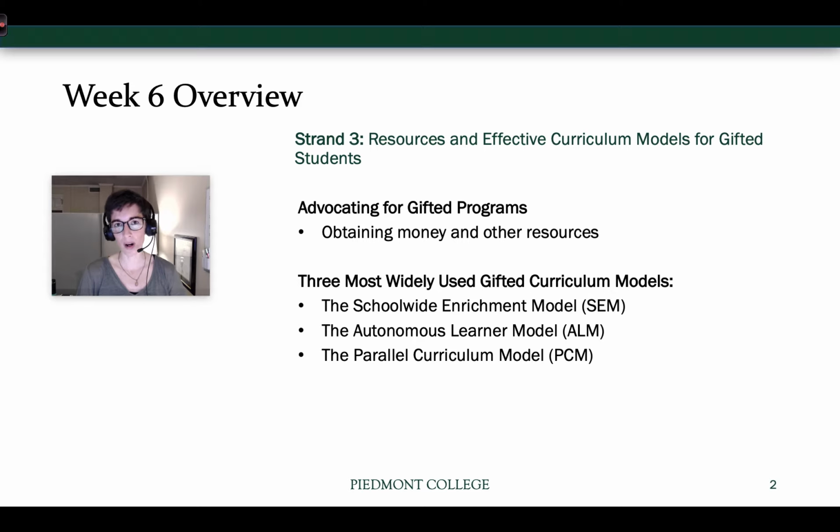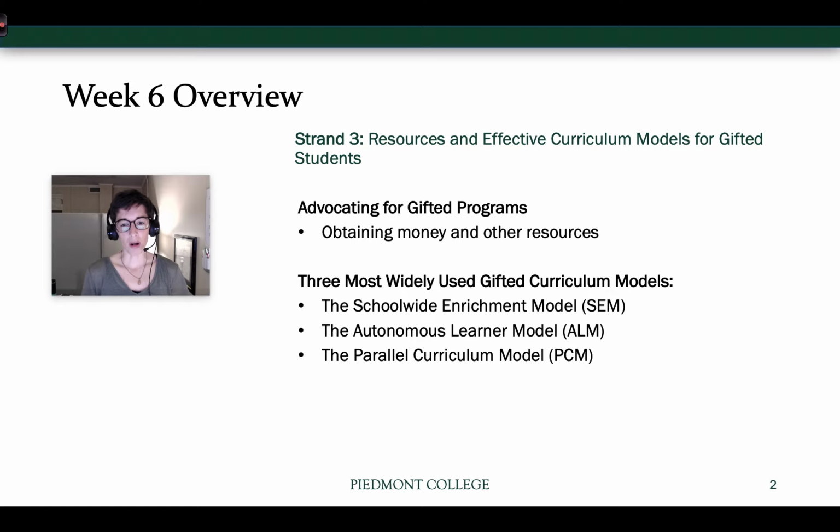And the two primary topics that you'll be exploring this week in your reading are, one, advocating for gifted programs. So in your textbook, there's a chapter about tips you can do to help obtain money and other resources. And then you're going to go earlier in your book, I think it's chapter 4, the 3 most widely used gifted curriculum models, where the book will survey a lot of models, which we're splitting up over this week and the next week.